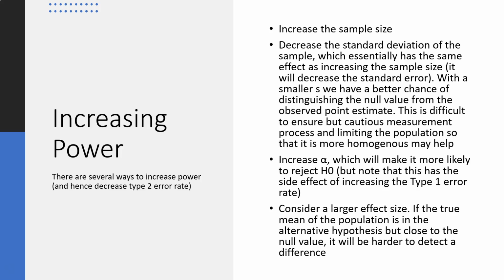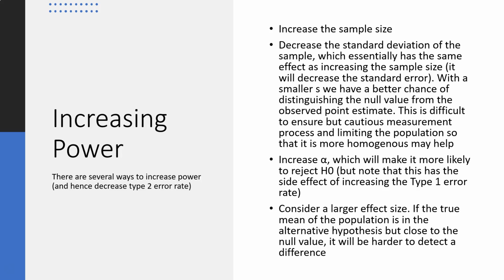So what are some things that we can do to increase power and decrease our type 2 error rate? We can get a larger sample size. We can figure out ways to decrease our standard deviation, which has the same effect as increasing our sample size. If we have a smaller sample standard deviation, we have a better chance of distinguishing the null value from the observed point.